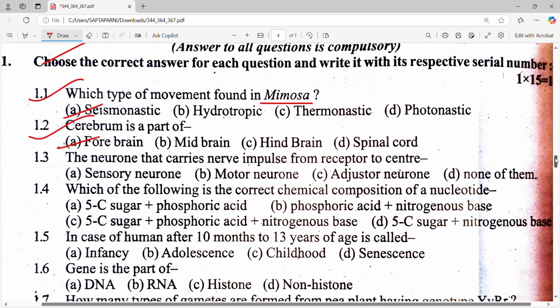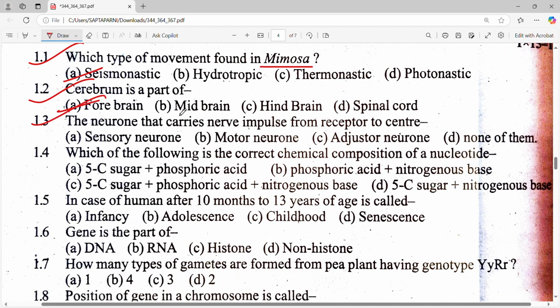Next, the neurons that carry the nerve impulse from the receptor to the center are known as sensory neurons. Which one of the following is correct? Chemical composition of nucleotide: nucleotide contains 5-carbon sugar or pentose sugar, phosphoric acid, and nitrogen base. In case of human, after 10 months to 13 years, the age is known as childhood. Gene is the part of DNA.